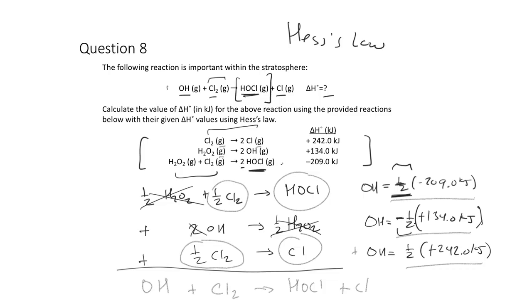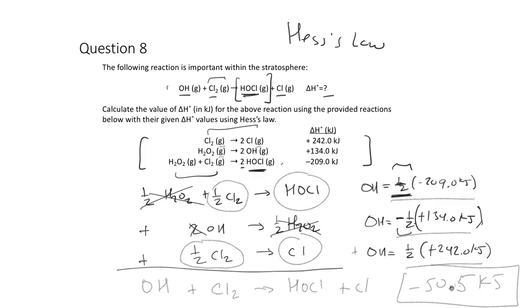I'm going to run through this again. 0.5 times negative 209, plus negative 1/2 times 134, and then plus 0.5 times 242. And I get negative 50.5 kJs. Is my delta H for that reaction.